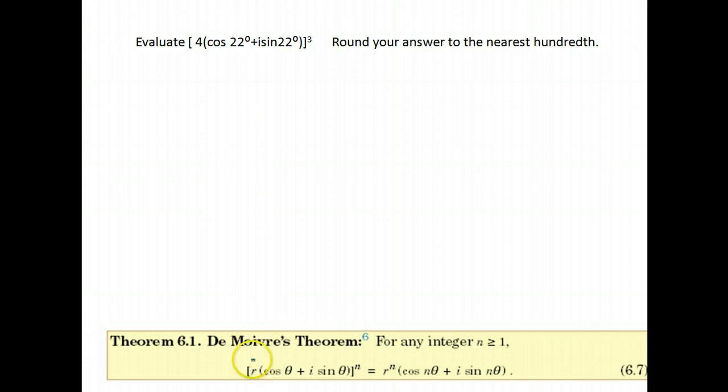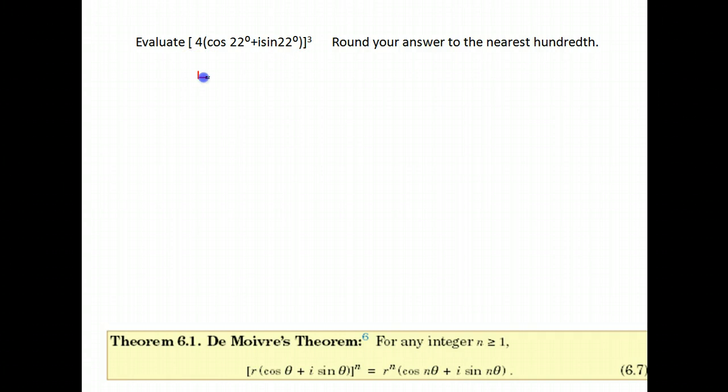It says that if you have r times cosine theta plus i sine theta, raised to the nth power, that's equal to r to the nth power, so we take that number that's in front and raise it to the power that we're asked to find, times the cosine of n theta, so whatever the power is, we take that times our angle, plus i sine n theta, same thing, take the power times the angle. So this would look this way.